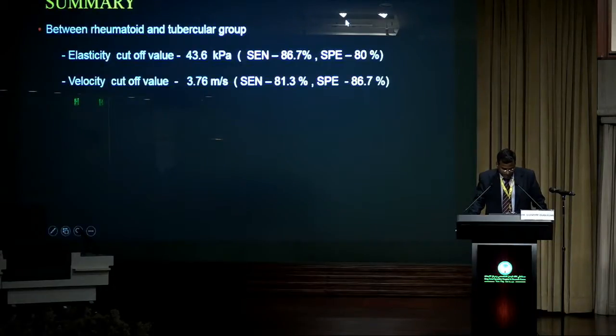To summarize, if you put the elasticity cutoff value at 43.6 kPa, the sensitivity is 86 with a specificity of 80%, and if we put the cutoff value for the velocity at 3.76, then the sensitivity is 81 and the specificity is 86%.